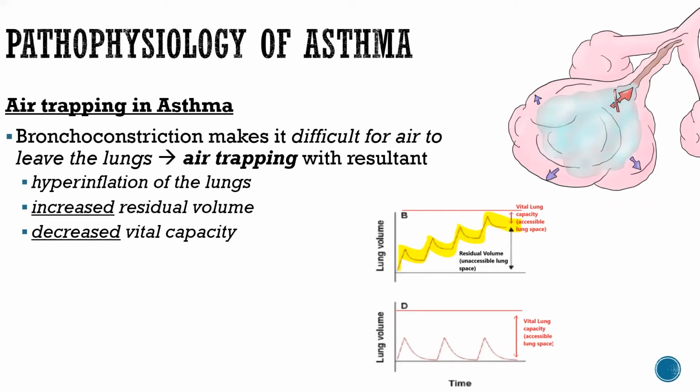This air trapping ultimately leads to hyperinflation of the lungs, such that there is a decrease in the amount of space that is allowed for vital capacity, which is the amount of air within the lung that is accessible. To better illustrate this concept, take a look at the diagram that we have at the bottom here. Normally, we expect that every time you take a deep breath in, you should be able to expel all that air out as well. However, in someone with an asthma exacerbation, they are able to bring in air, but they're not able to expel all of that air they brought in.